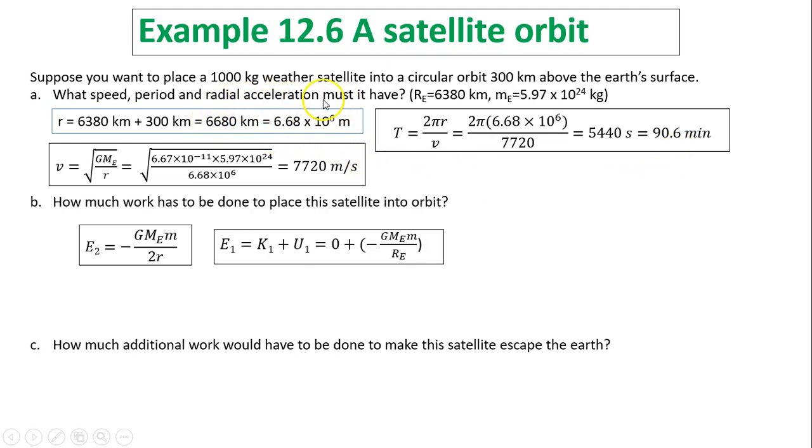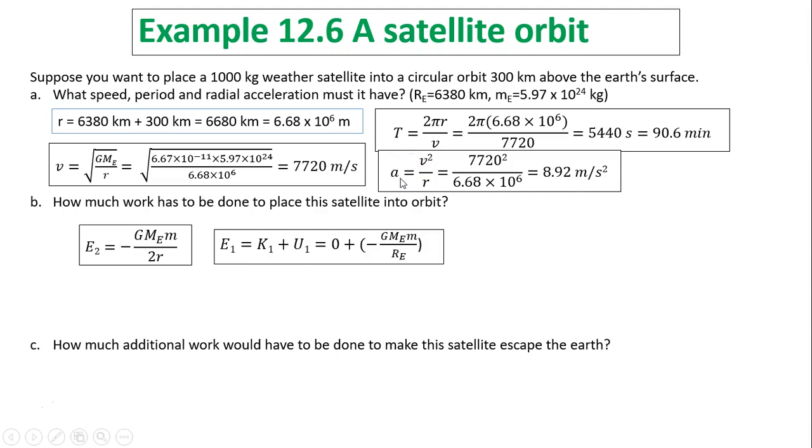And what is the radial acceleration? Radial acceleration is g, which also equals F_g over m, also equals centripetal acceleration, which gives you 8.92 meters per second squared. As you can see, as the satellite moves away, its gravitational acceleration is decreasing just like its gravitational force. Next, how much work has to be done to place this satellite into the orbit?